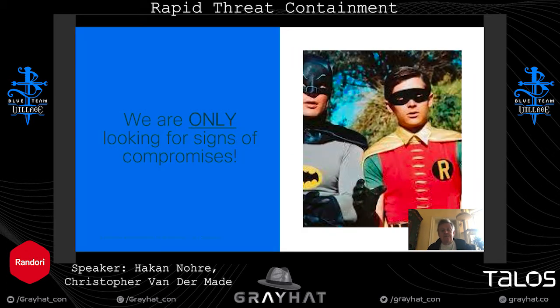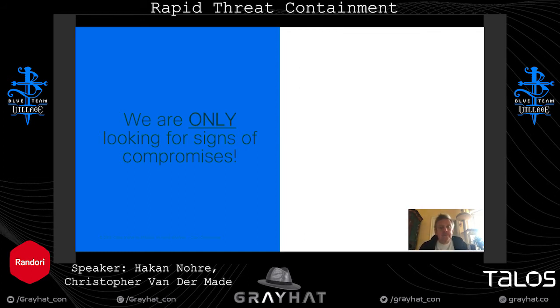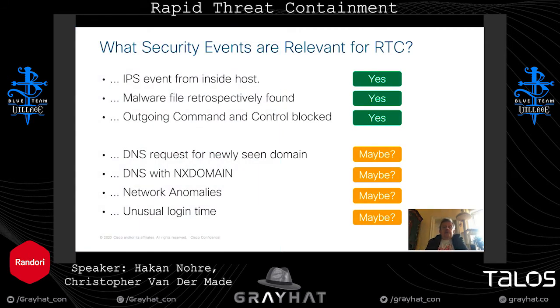We are only here looking for signs of compromises, where our security systems may not have worked. So, what security events then could be relevant for rapid threat containment? Well, it could be, for example, an IPS event from an inside host. Completely different compared to an IPS event from a host on the internet. We could also consider malware files that have been retrospectively found. With that, we mean that the file has been allowed to execute before we knew this was a malware file. And maybe we found out later because of techniques such as sandboxing or because of the threat intel community.